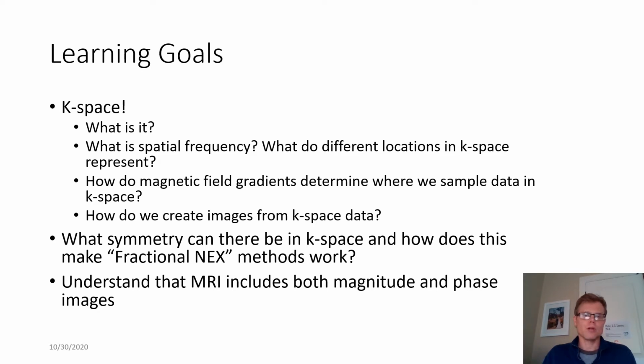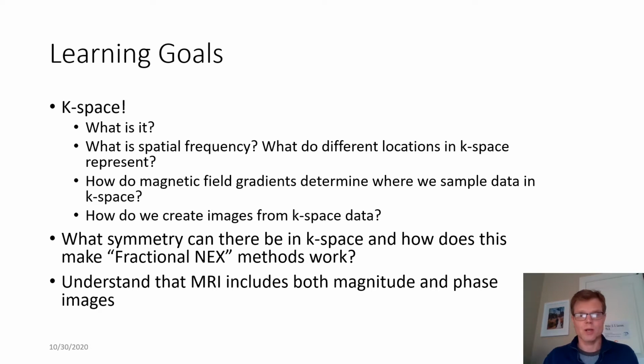Okay, so the learning goals for today are to talk a lot about K-space, which is our data space. So what is it? I want you to know the concepts of what spatial frequency is, or what the different locations in K-space represent. Then, how do our magnetic field gradients determine where we sample data in K-space? And finally, how do we create images from K-space?